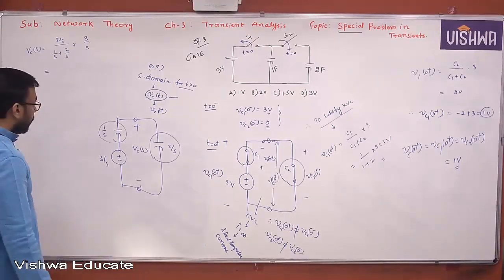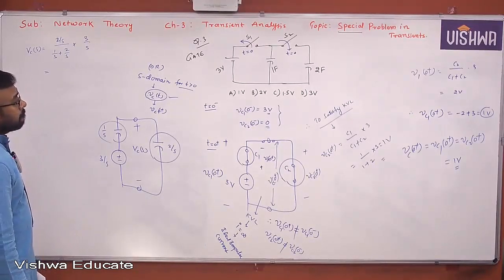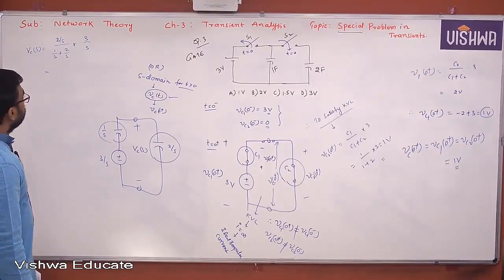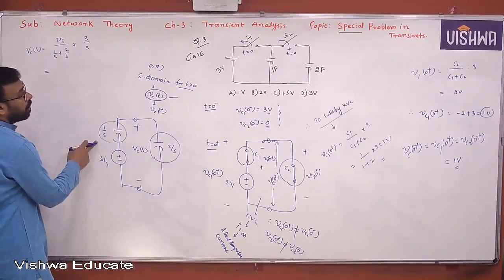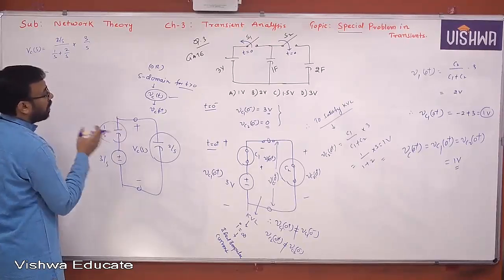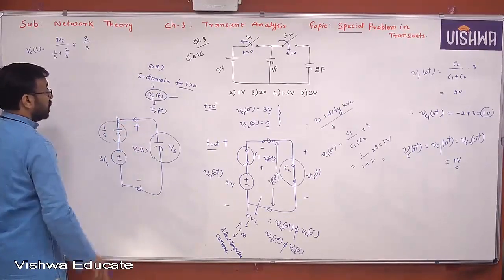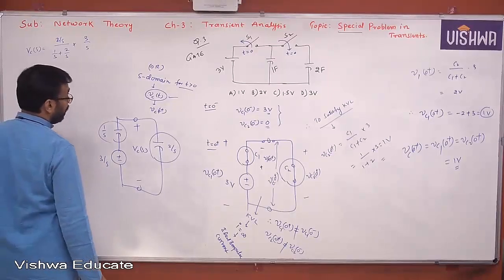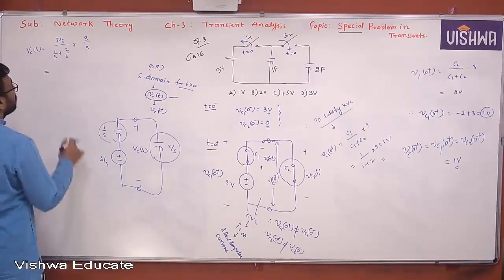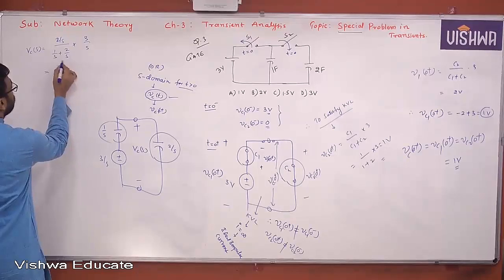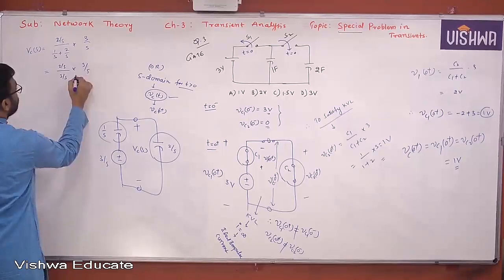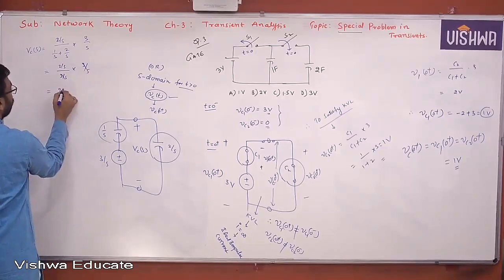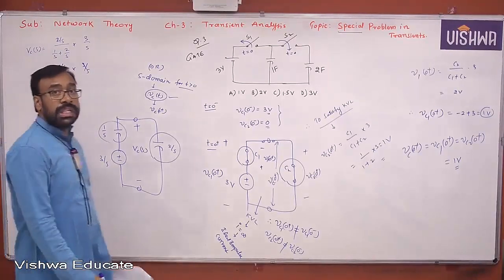What was the voltage actually here? 2 by S. This is 1 by S. This is the S-domain equivalent for t greater than 0, which can be calculated here as 2 by S divided by 3 by S into 3 by S. These both get cancelled. Finally, you are left with 2 by S. Understand all of you?